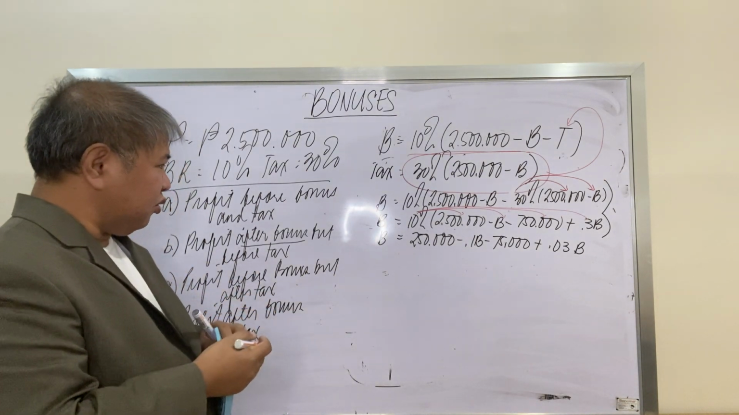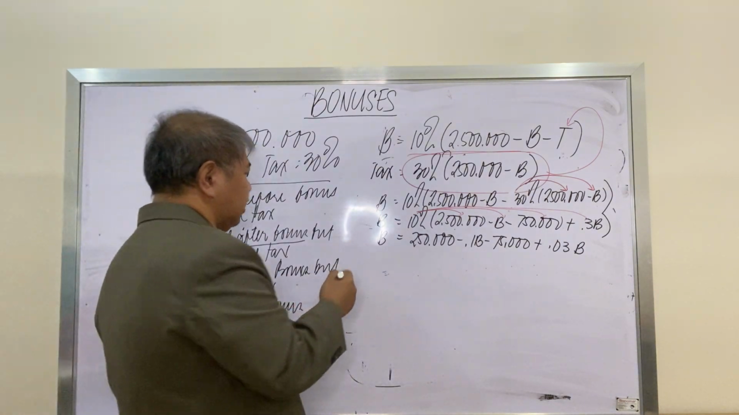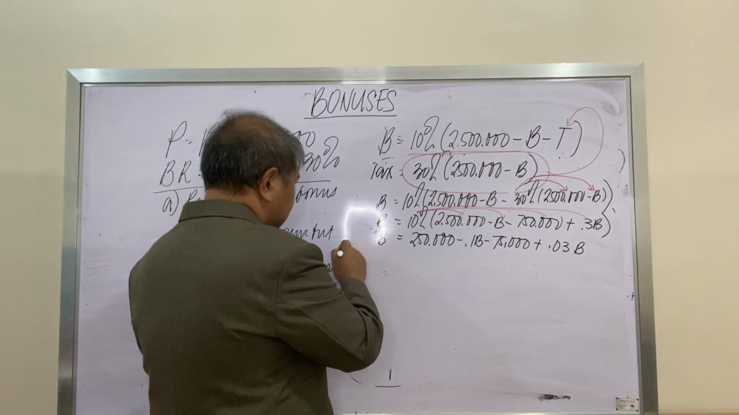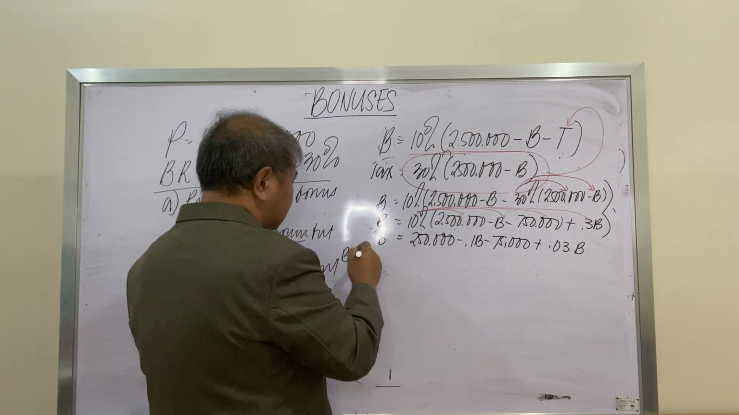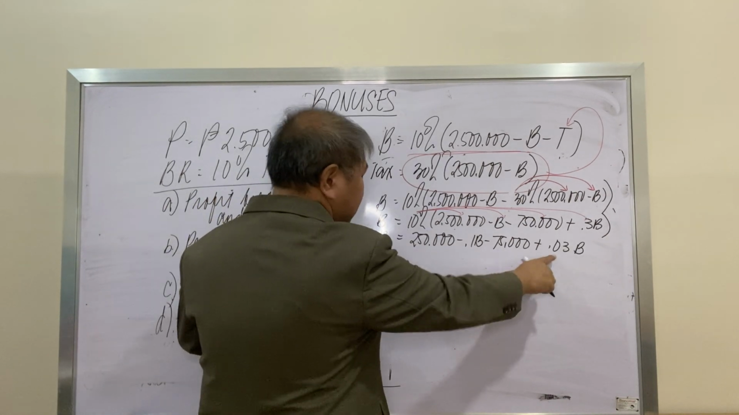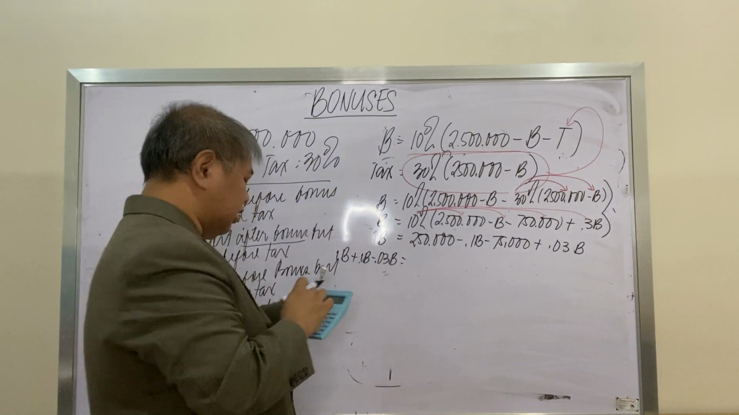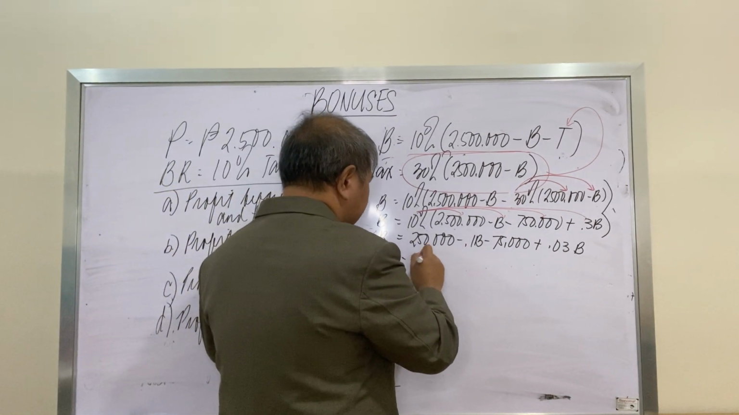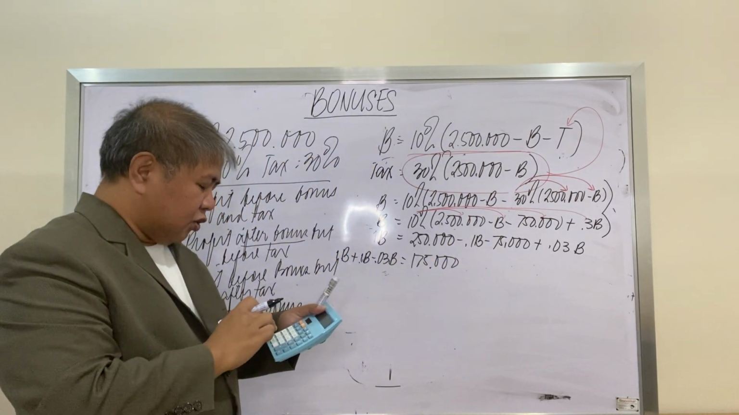So what are we going to do? We're going to transpose all the variables to the other side. Okay, so therefore, this has a coefficient of 1. So therefore, this is B. Again, you transpose, you change the sign. So that's also 1B. And then this one, 0.03 of B. This is positive, so you change it. And then 250 minus 75, that's 175,000.